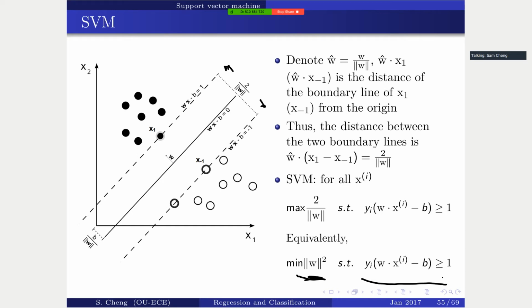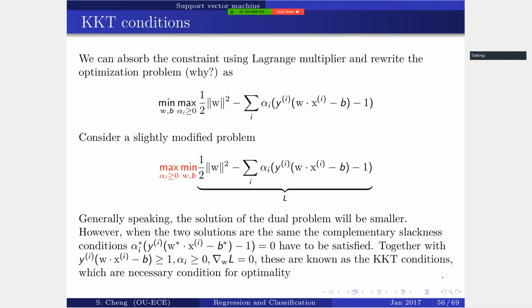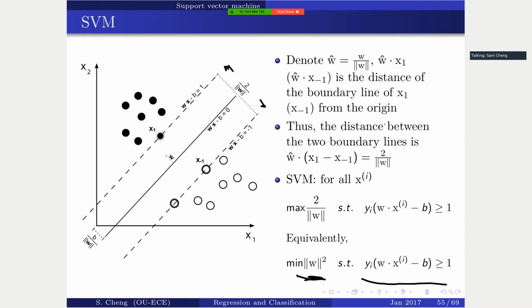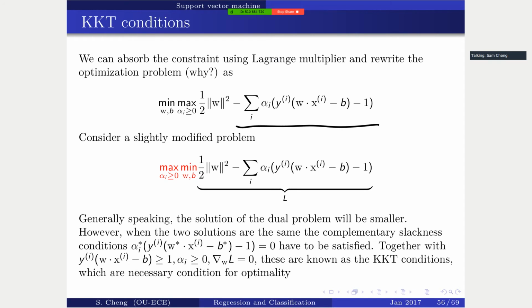Okay. So then we can use a Lagrange multiplier to absorb this constraint. Right? If we absorb this constraint like this one, and then we can flip this maximization and minimization and it becomes this. And then if we consider minimizing this one and get some objective function, then maximizing this objective function is known as the dual problem.